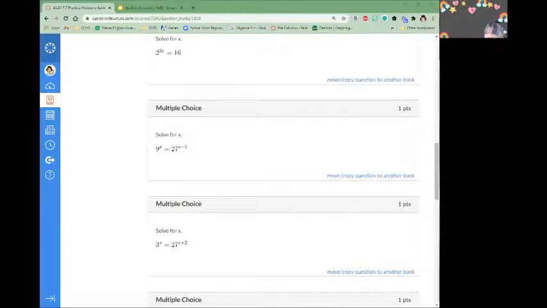So notice 9 is 3 squared and 27 is 3 cubed. So this is simply saying 9 being 3 squared raised to the power of x equals 27 being 3 cubed raised to the power of x minus 1.